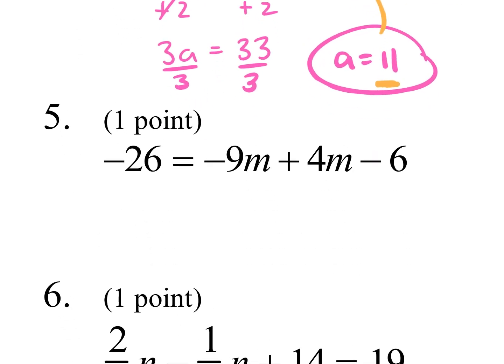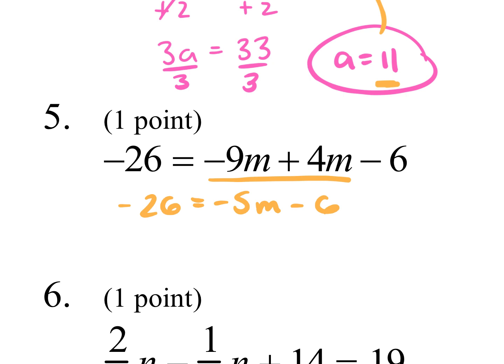5, again, a little bit different. I have 2 m's here. So what would I need to do to solve? Combine like terms. What is -9m plus 4m? -5m. Everything else stays the same.